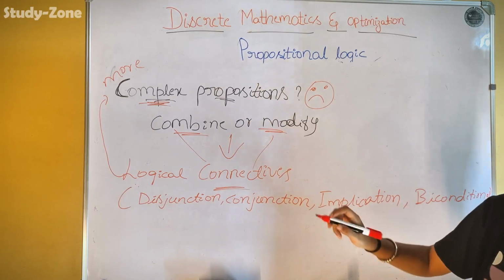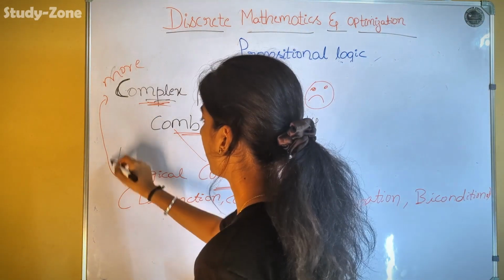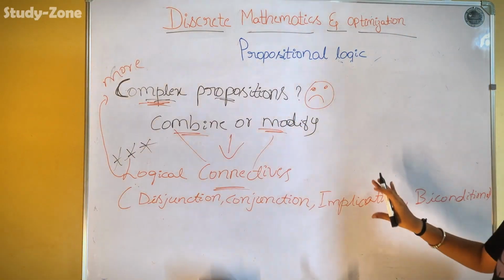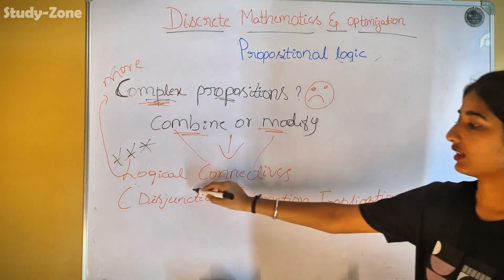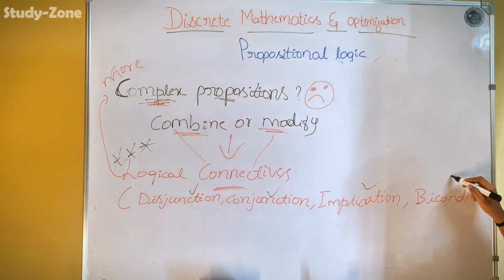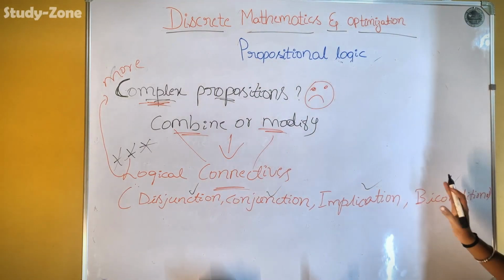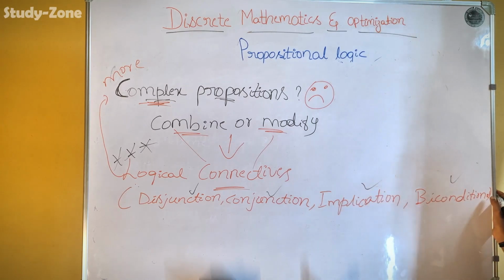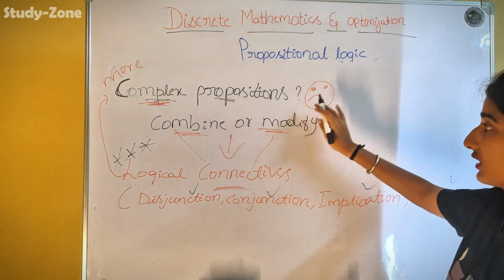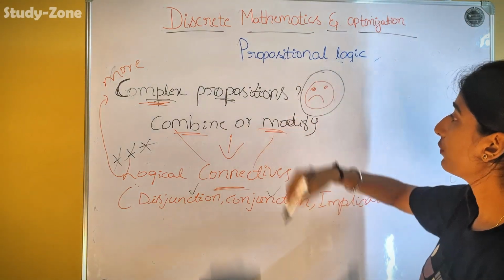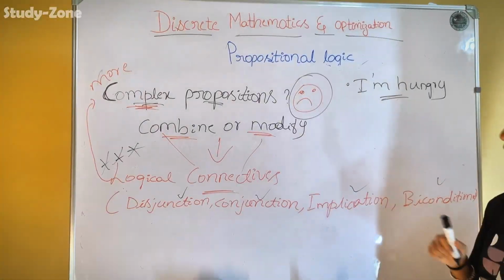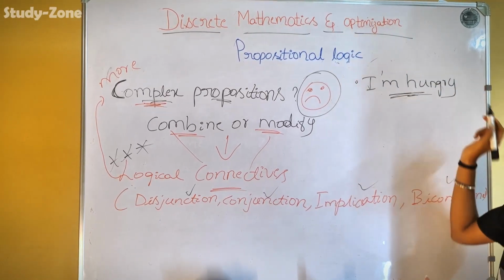This is a very important topic under propositional logic. You should be very thorough about these logical connectives. They are disjunction, conjunction, implication, and biconditional. In this video, I am going to cover all these topics. So, let us first understand why we need this complexity in our life. I will give you an example. Let us take an everyday example.